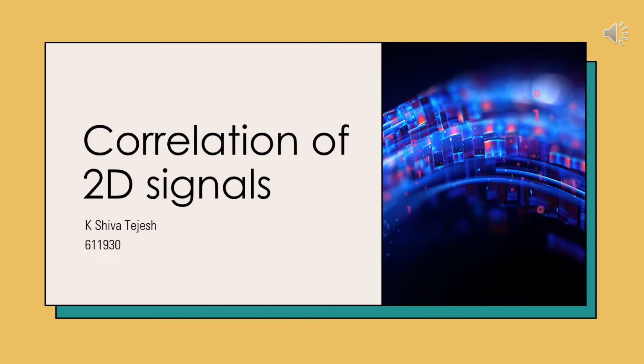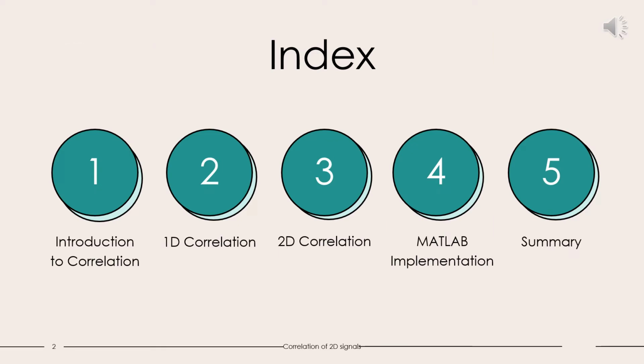Hello everybody, my name is Shiva Tejesh, and in this video I'm going to explain about the correlation of two-dimensional signals. First, we'll discuss about the basic definition of correlation, followed by the correlation of one-dimensional and two-dimensional signals. Then, we will also discuss about the applications of correlations in image processing with the help of an example using MATLAB code.